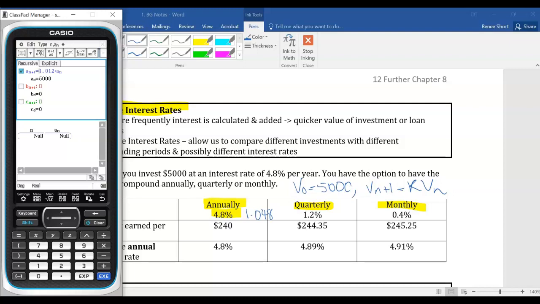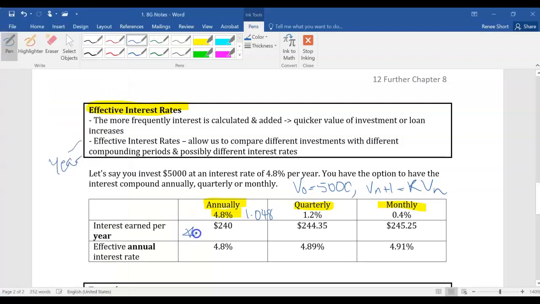So in my sequence menu here, I'm just going to change this to be 1.048. I've got 5,000 there as my initial amount, and I'm going to, oh, I've put too many zeros in. Yep. And I'm going to run that. Because we're talking about 1 year, we can see at the end of 1 year, it's worth $5,240.